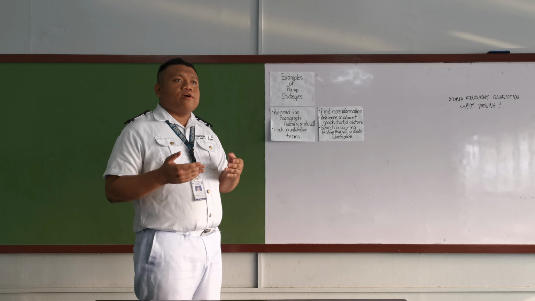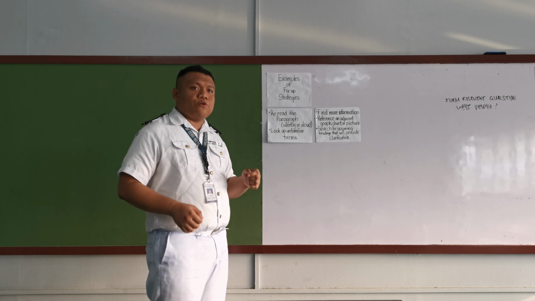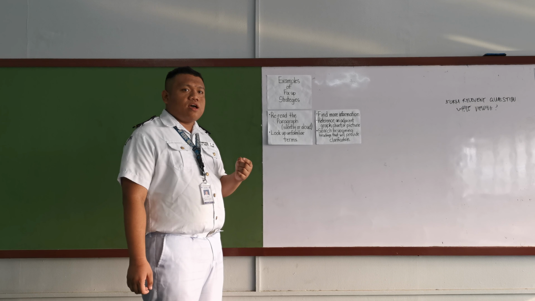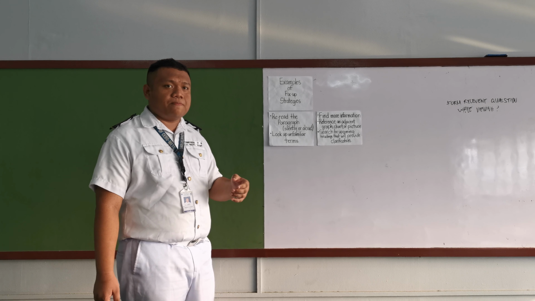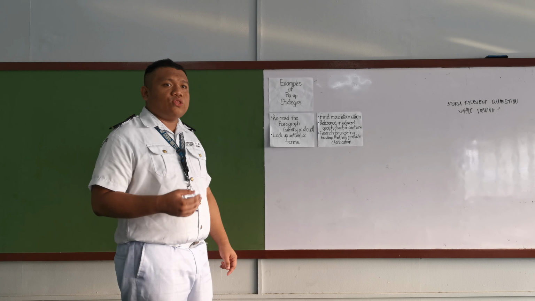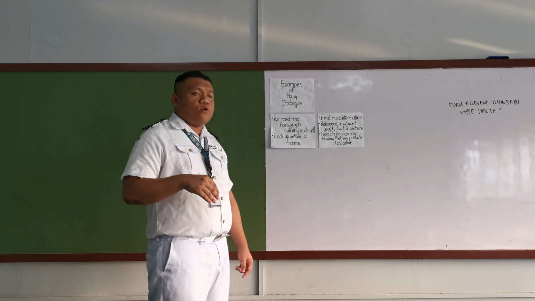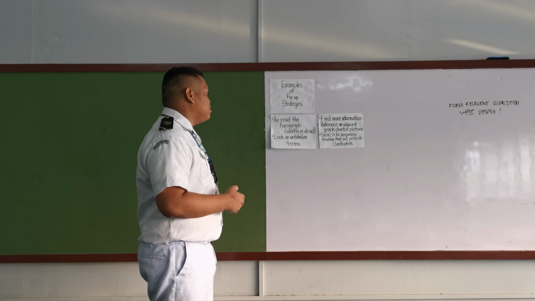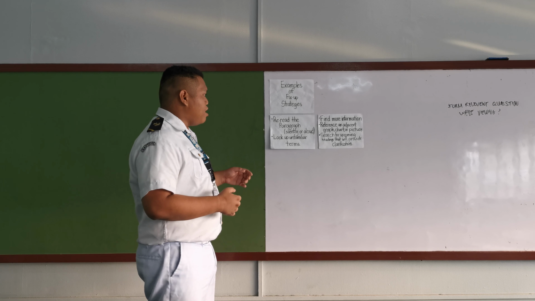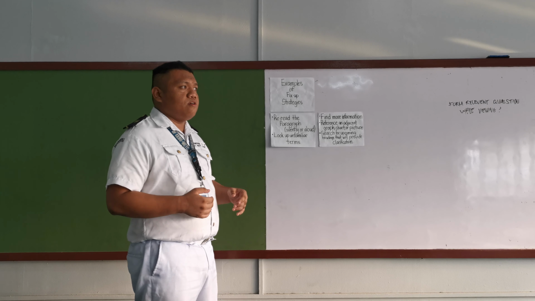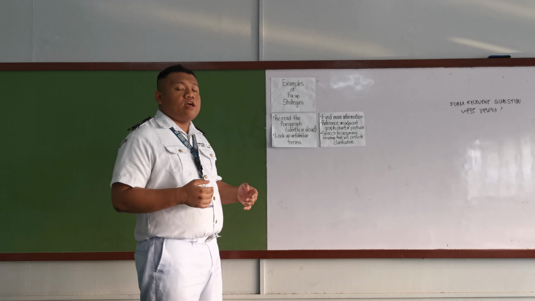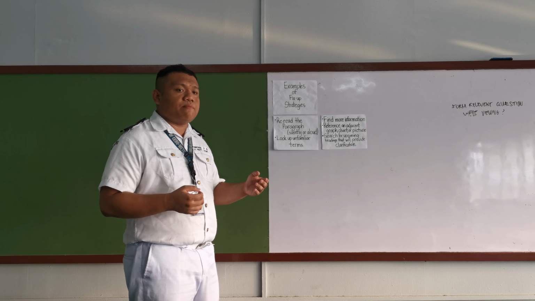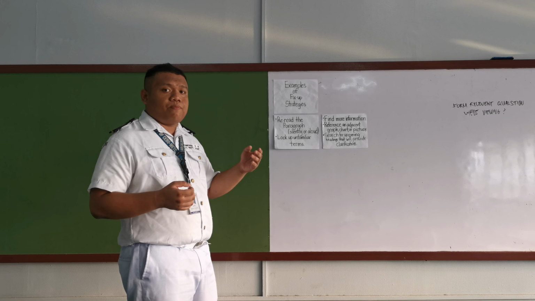In reading, sometimes we face difficult words, and it's very difficult to understand. So we need to use Wikipedia or a dictionary in order to understand such terms. And next, find more information. Finding more information helps you understand more about the main idea of the given paragraph.